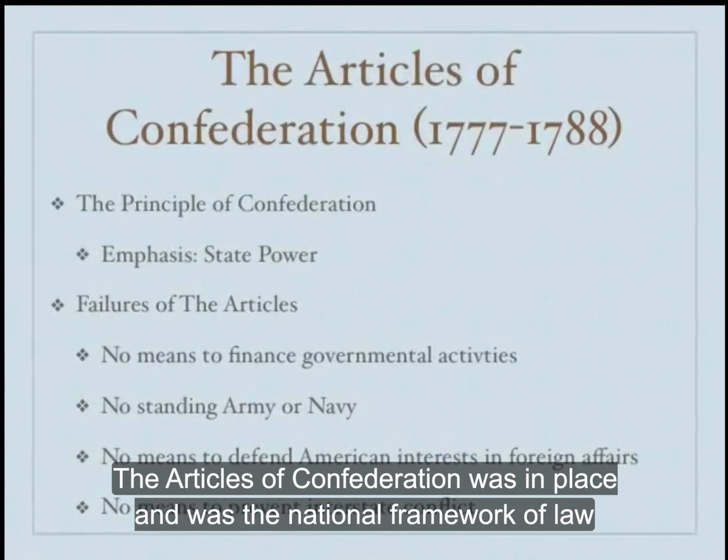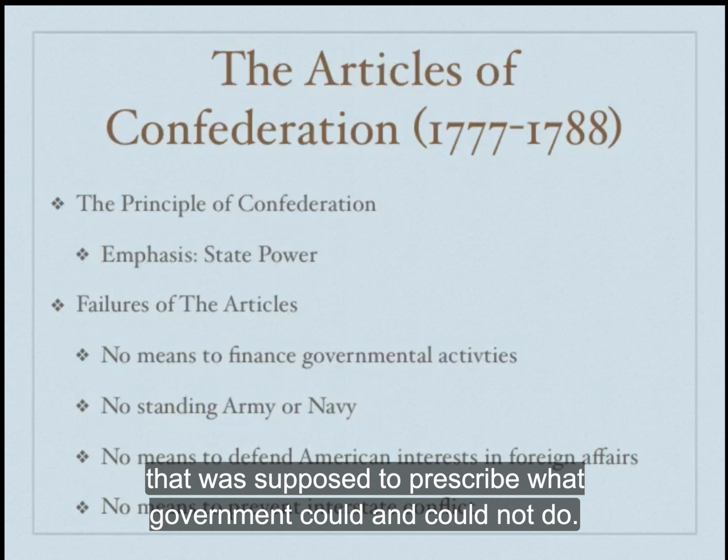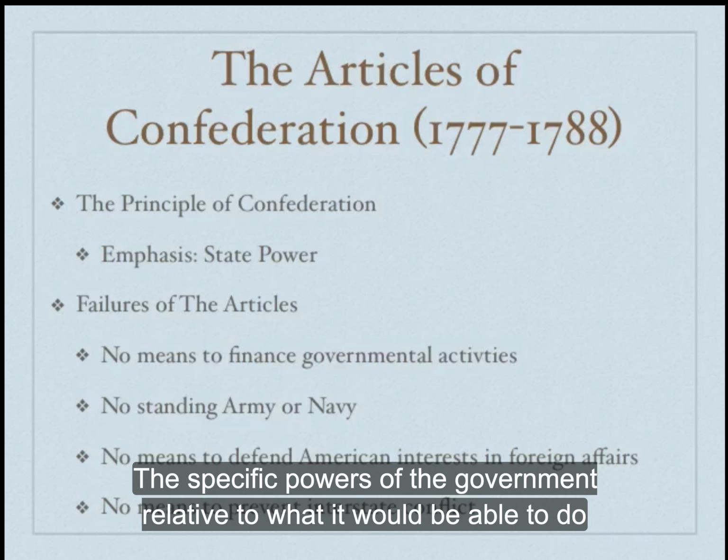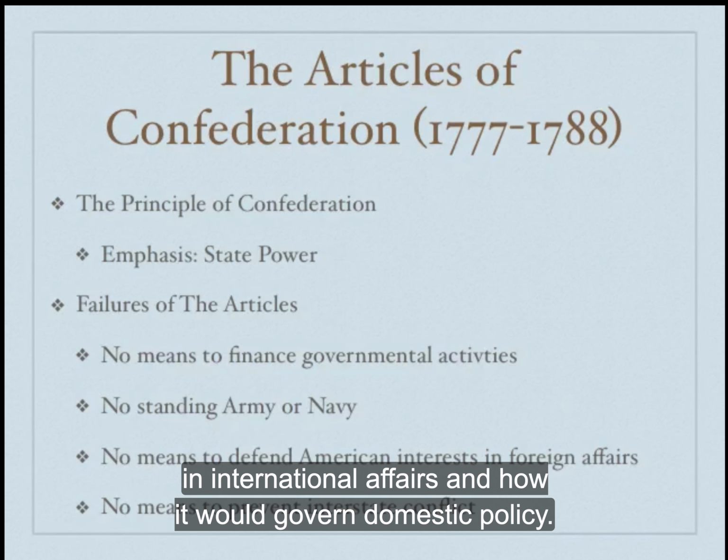The Articles of Confederation was in place and was the national framework of law that was supposed to prescribe what government could and could not do, the specific powers of the government relative to what it would be able to do in international affairs and how it would govern domestic policy.